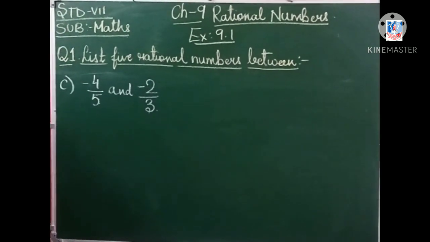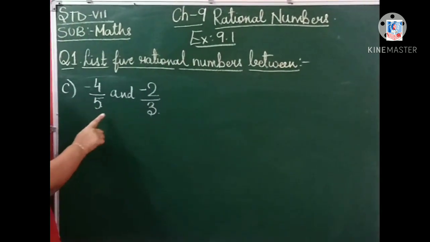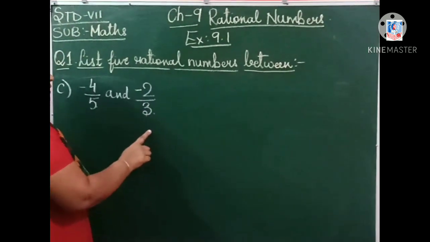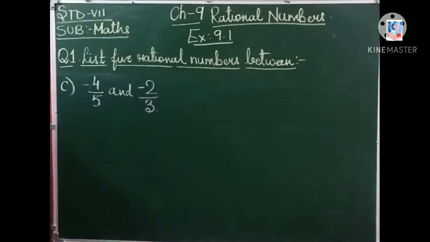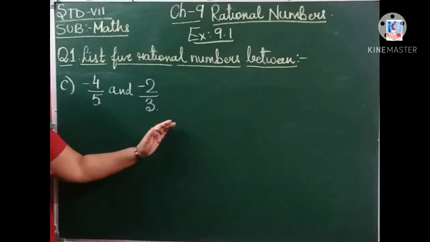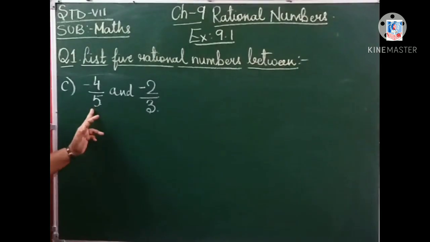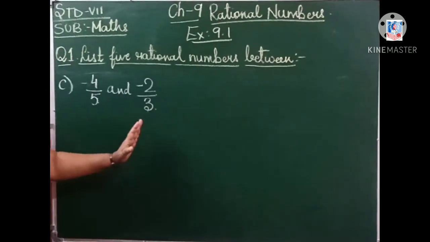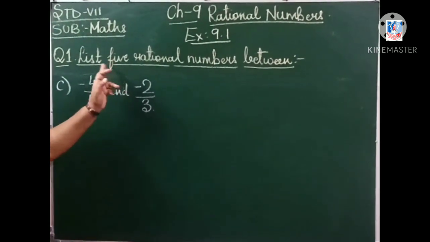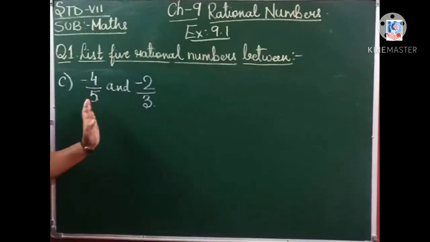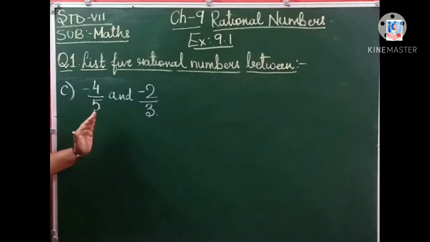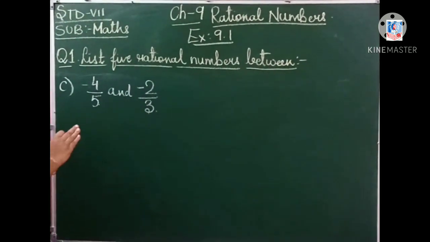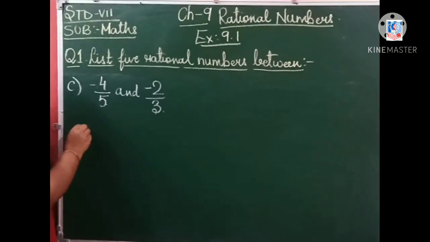The next sum is -4 by 5 and -2 by 3. 5 rational numbers we have to write between these two rational numbers. Now what will we do? We will make the denominator same. Here you can make 5 into 3, 15. But you will not get 5 rational numbers between them by making the denominator 15. So we will make a bigger denominator. Okay. So 45. Let us take 45.